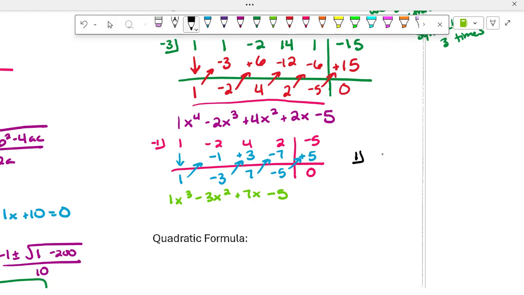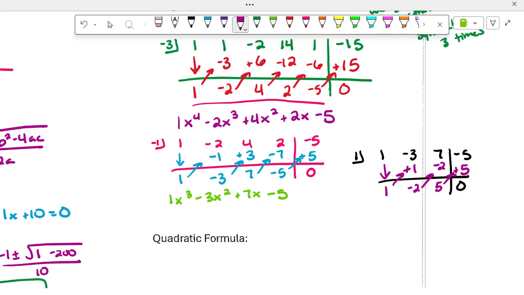So we'll do 1. So this will be 1, -3, 7, -5. Again, should get a remainder of 0. Bring down the 1. 1 times 1 is 1. -3 plus 1 is -2. 1 times -2 is -2. 7 minus 2 is 5. 1 times 5 is 5. -5 plus 5 is 0.